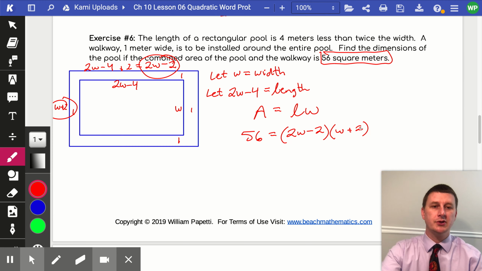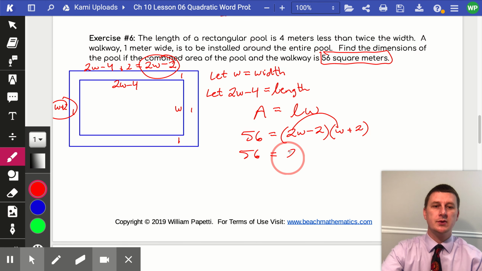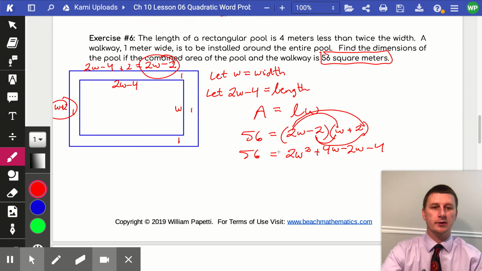So we're going to double distribute here. We're going to do 2W times W, and we're going to get 2W squared. We're going to get 2W times 2, and that's going to be 4W. Negative 2 times W will give us negative 2W. And finally, negative 2 times 2 will give us negative 4. All right, we can combine some like terms, and we'll have 56 is equal to 2W squared plus 2W minus 4.